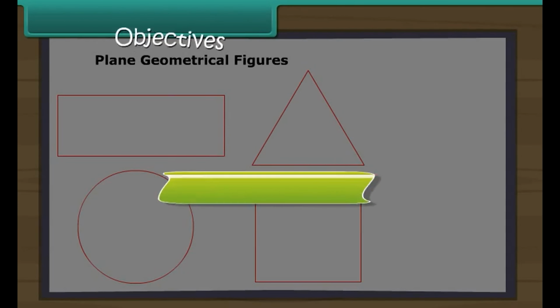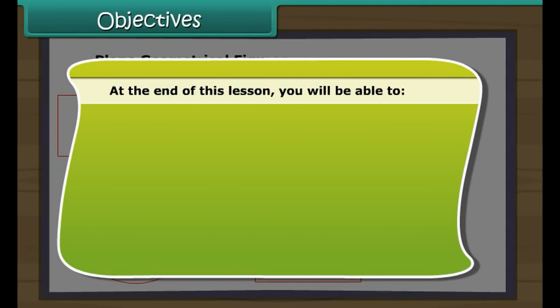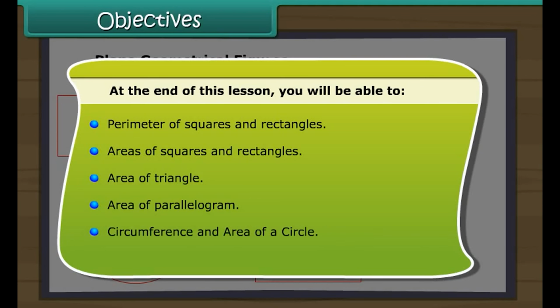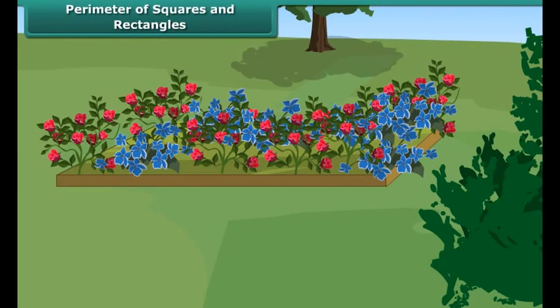Objectives. At the end of this lesson, you'll be able to find the perimeter of squares and rectangles, areas of squares and rectangles, area of a triangle, area of a parallelogram, circumference and area of a circle, and unit conversions. Perimeter of squares and rectangles. Students, can you measure the boundary of the flower bed in the park?